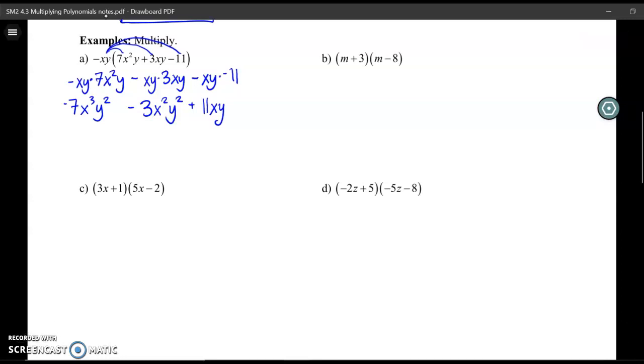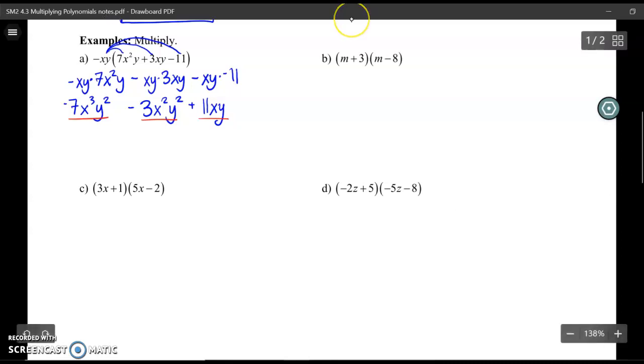The next thing I want to do is make sure it's written in standard form. In this case, it is because I'm starting with my biggest exponent, which is 3, and then I'm going progressively down. Also note that in each of my individual terms, I wrote the x's before the y's because x comes before y in the alphabet. That's just one of the parts of being in standard form.